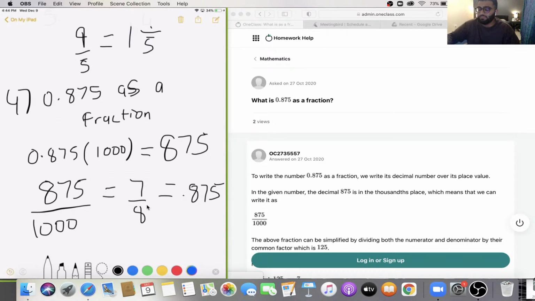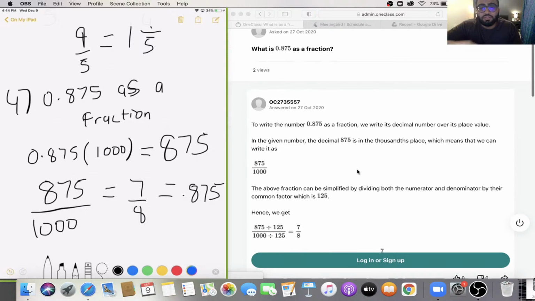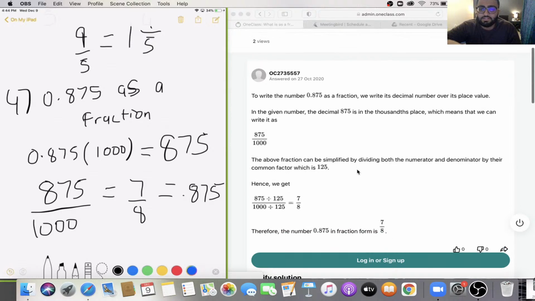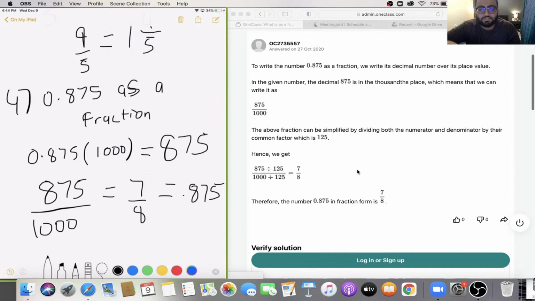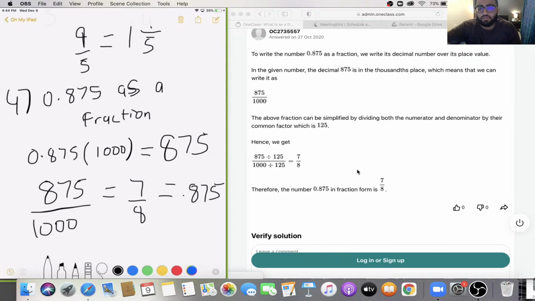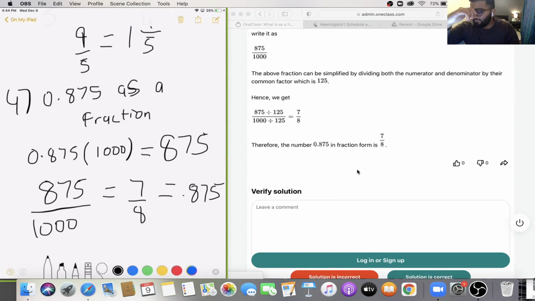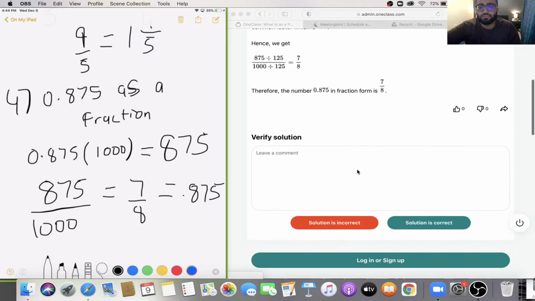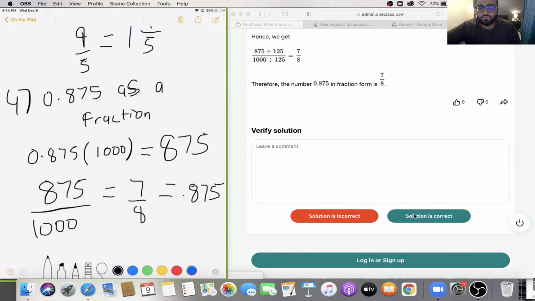0.875. To write the number 0.875 as a fraction, we write its decimal number over its place value. In the given number, the decimal 875 is in the thousandths place, which means that we can write it as 875 over 1,000. And the above fraction can be simplified by dividing both the numerator and the denominator by their common factor, which is 125, which is what we did here, and you get 7 over 8. And 7 over 8 is the simplest form that it could be written in, and 7 over 8 is equal to 0.875. So this one's good.